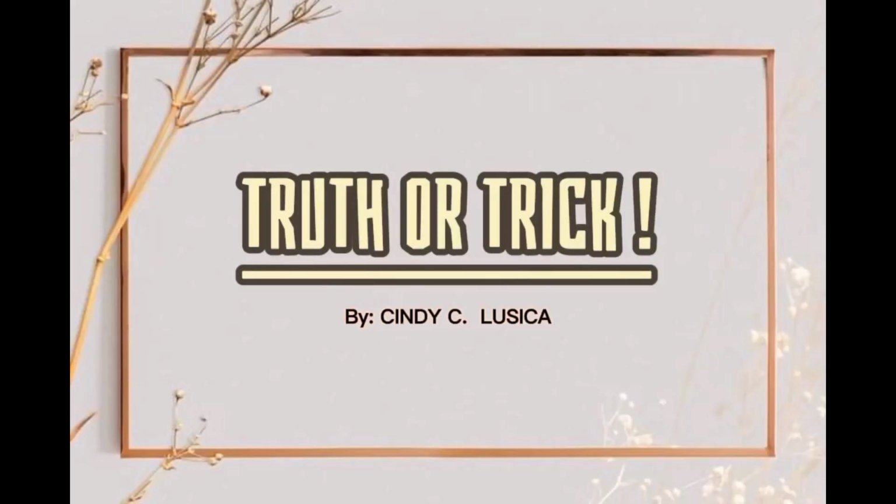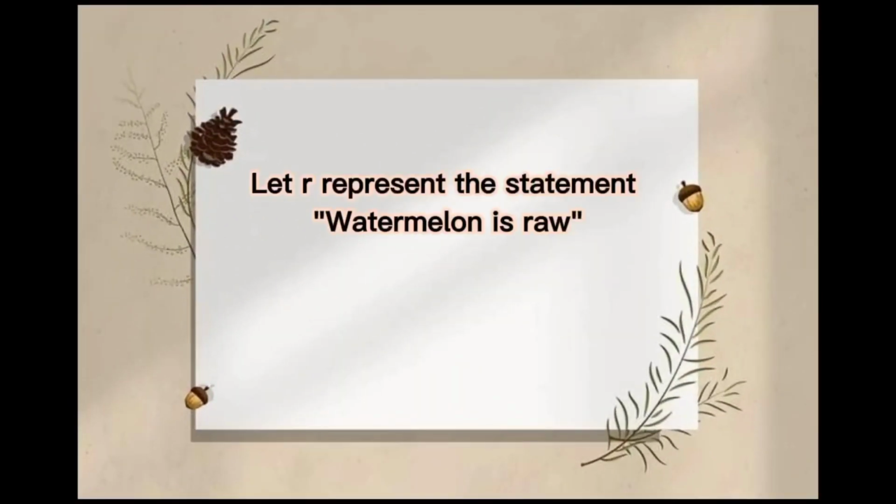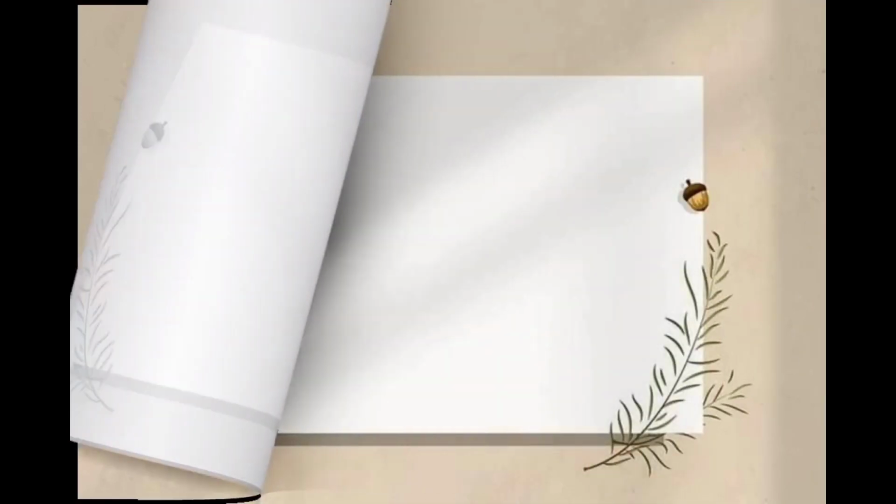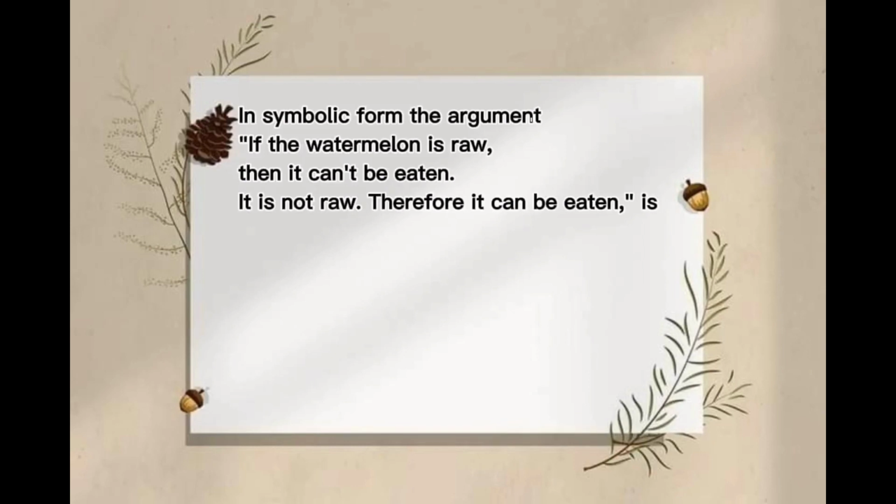I am Cindy C. Lucica, and this is my truth or trick. Let R represent the statement, watermelon is raw, and Q represent the statement, can be eaten. The symbol for the argument, if the watermelon is raw, then it can't be eaten. It is not raw, therefore, it can be eaten.